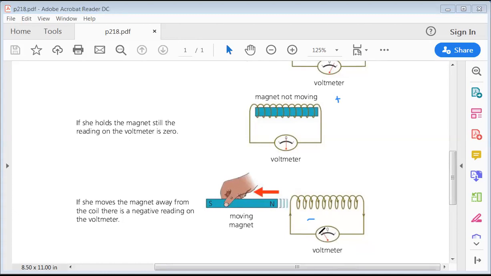Okay, so if she moved this away from the coil, she got a minus reading, okay, in the other direction. So what do we conclude from this? What do we conclude, or what's happening exactly there? Can you think about it?